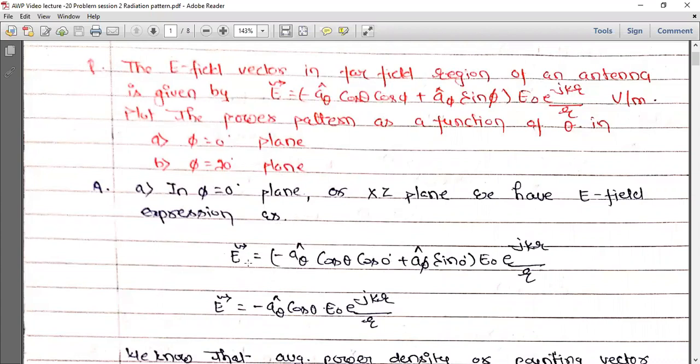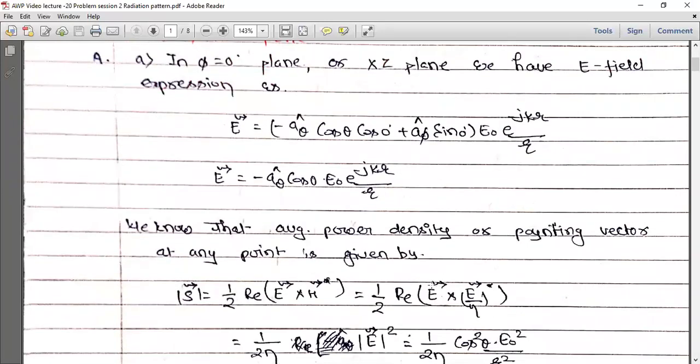So when you do that, you have E equals minus of A theta cap theta cos 0 plus A phi cap sin 0 into E0 e to the power minus j k r upon r. This is the electric field intensity in the xz plane. Okay. So as we know, sin 0 is 0. That's why the A phi cap component is 0. That means electric field intensity has no phi component in the xz plane. Correspondingly, E is given by minus of A theta cap cos theta E0 e to the power minus j k r upon r.